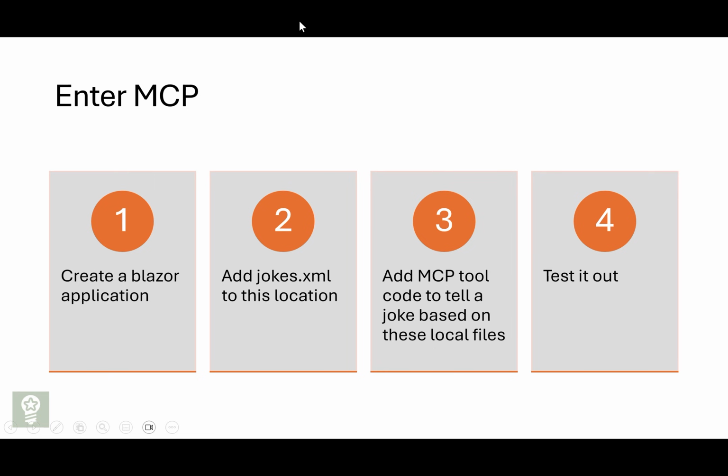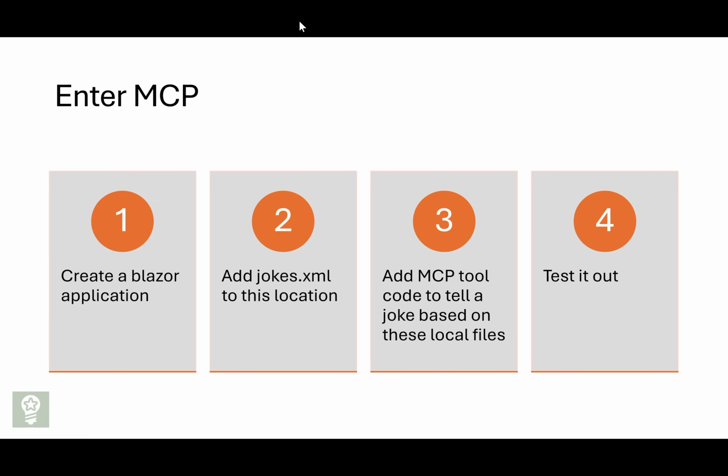So this very idea is what MCP solves for. And what we're going to do in the next section is create a Blazor application, which is basically a web-based .NET application. We're gonna add the jokes XML to it. We're gonna add some MCP tool code to tell jokes based on these local files, and we're gonna test it all out. Now, as we're doing this, one thing that I do want to stress is that we're going to consolidate some of this stuff into a shared library so that we're not repeating code in every single place.